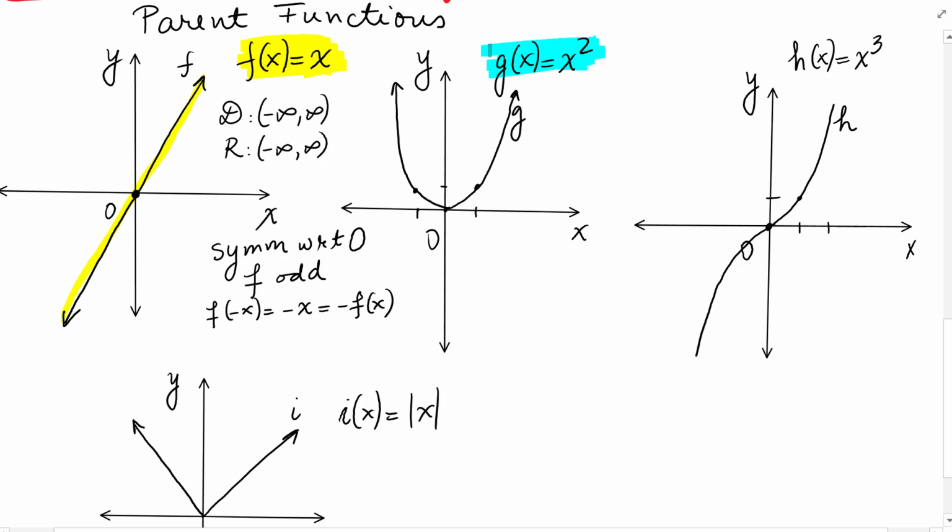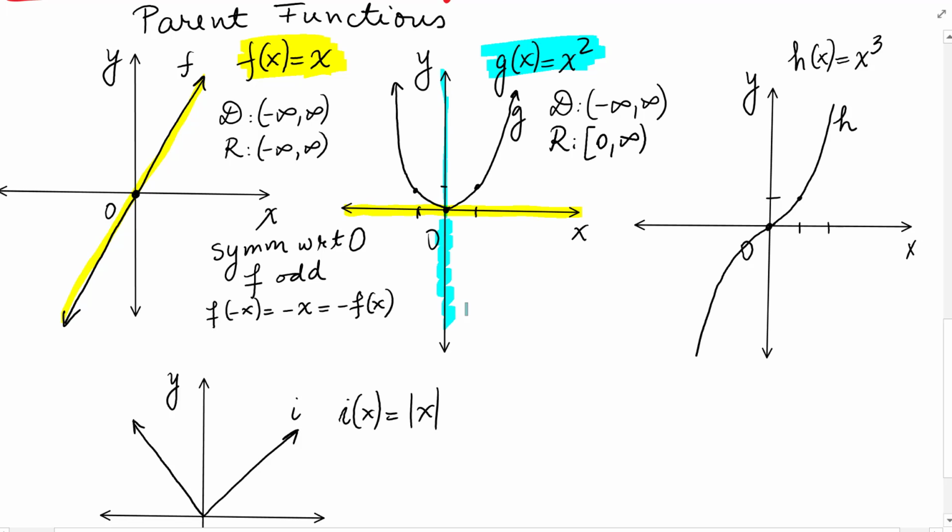g of x equals x squared. I made the graph by giving some values. I actually gave the values -1, 1 and 0. And what do we notice? We notice right away that the domain is from -infinity to infinity. It goes all the way, right? The range is from 0 to infinity, right? Because the graph goes only this way.